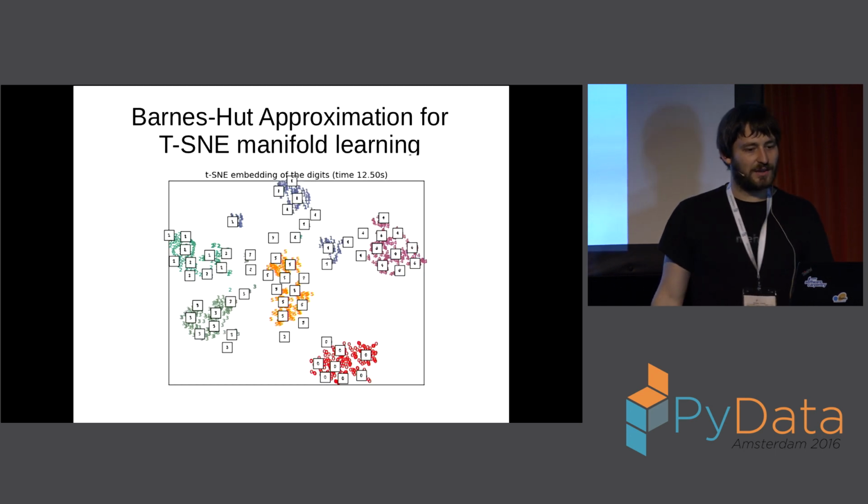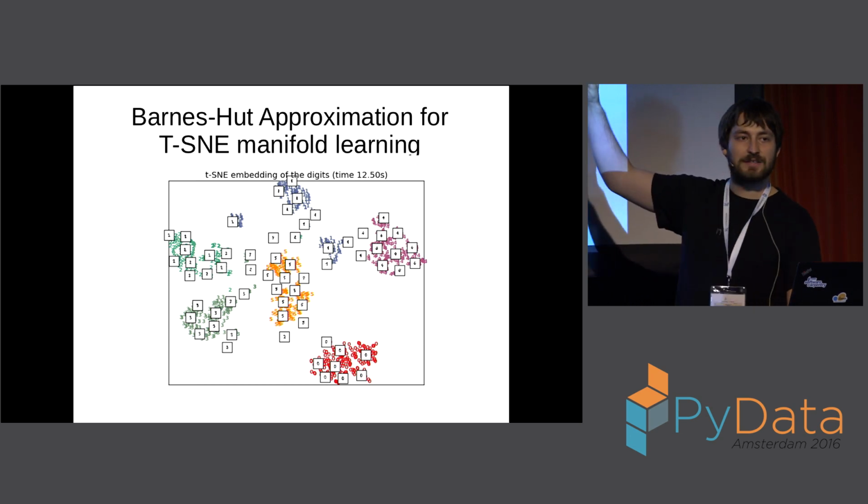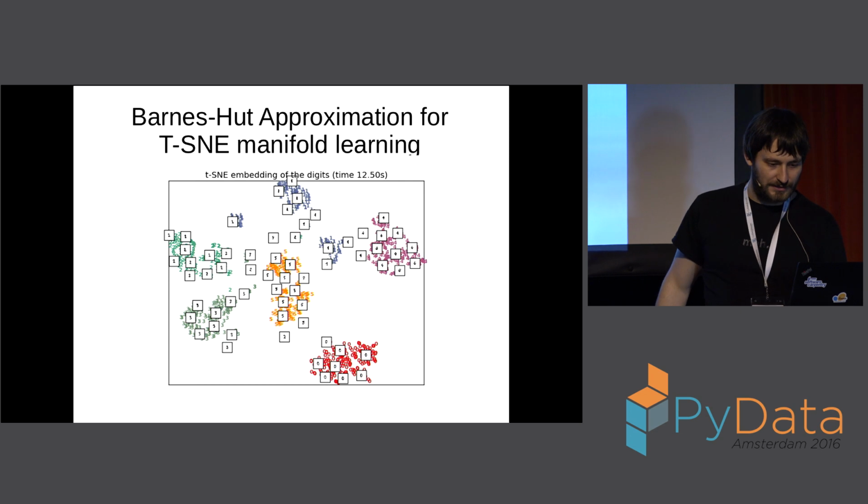We also have a new implementation of the Barnes-Hut approximation for t-SNE. So t-SNE is now a factor of 50 or 100 faster than it was before.